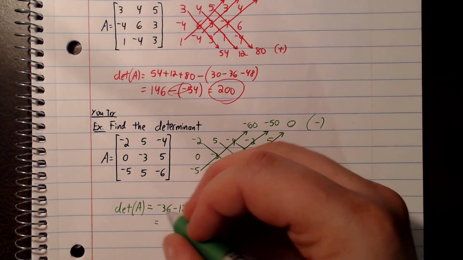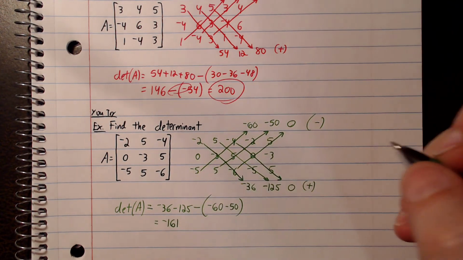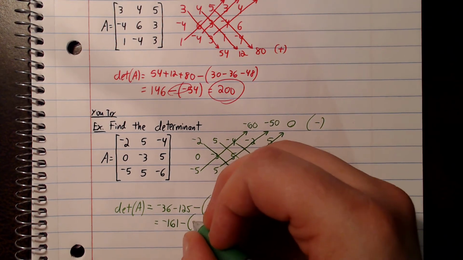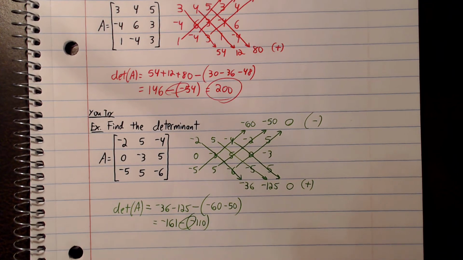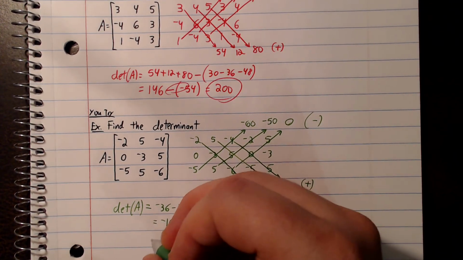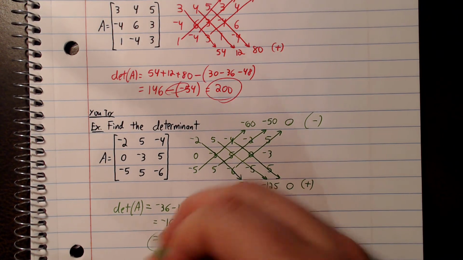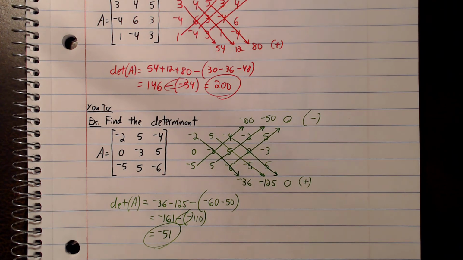So let's see. Negative 36 minus 125 is negative 161. Negative 60 minus 50 is minus 110. That's double negatives. That's really addition. So negative 161 plus 110 is negative 51. Hopefully you got that solution. And that's it for this lesson.